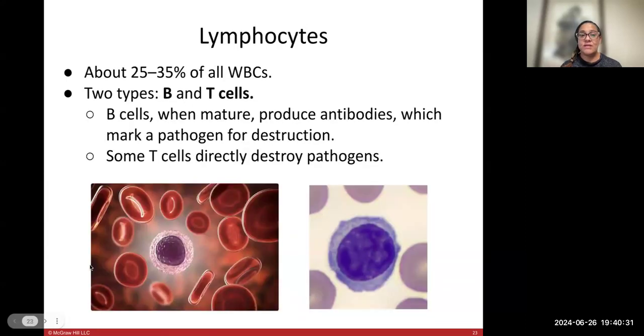Lymphocytes. About 25 to 35% of all white blood cells are lymphocytes. There are two types of lymphocytes, B cells and T cells. B cells, when mature, produce antibodies, which mark a pathogen for destruction. And some T cells directly destroy pathogens. We will get into those in more detail when we talk about the immune system. But under a microscope, it just looks like it has one huge nucleus, and there are no grains.